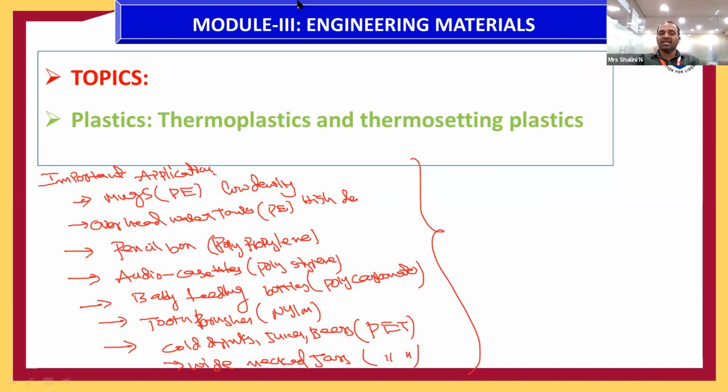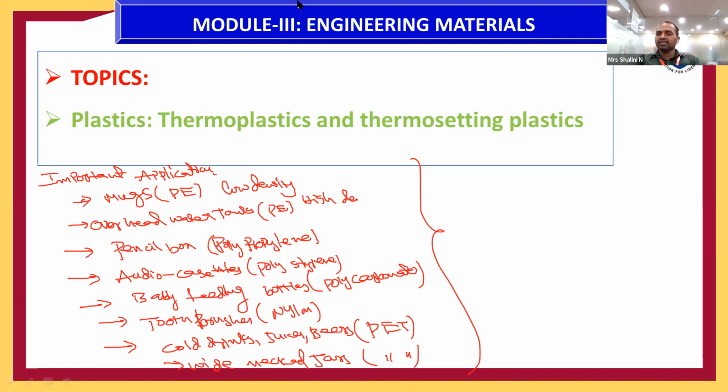And the cold drinks, juices, beers, etc. storage bottles are prepared from polyethylene terephthalates. Wide-necked jars are also prepared from polyethylene terephthalates. And one more: toilet seats, colored toilet seats are prepared from urea formaldehyde, etc. These all are the important applications of plastics.